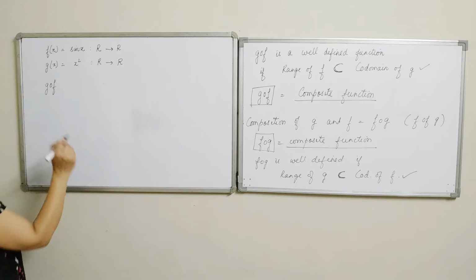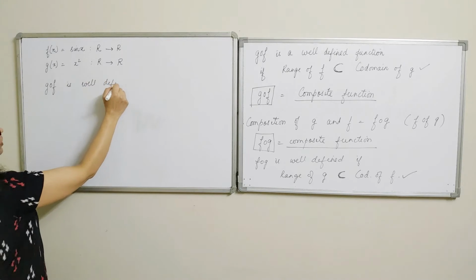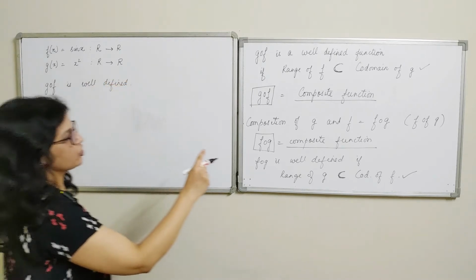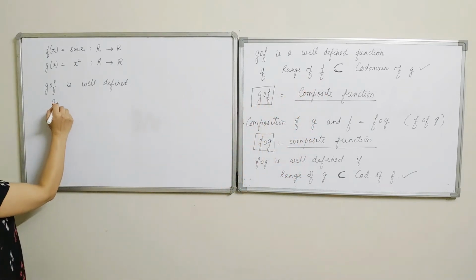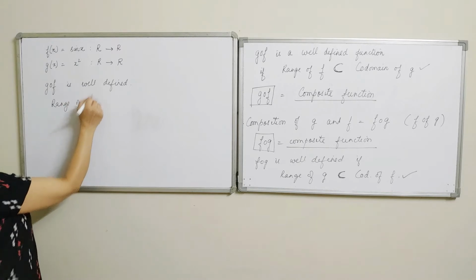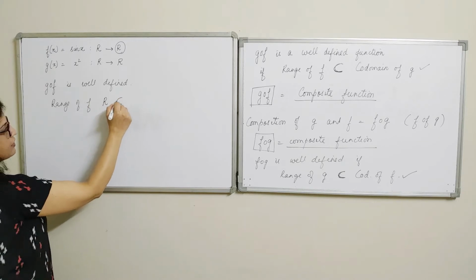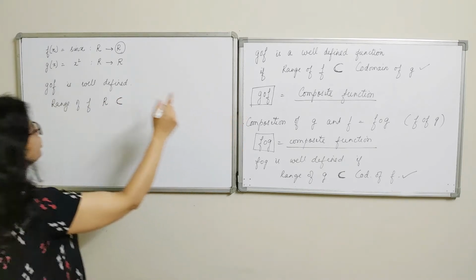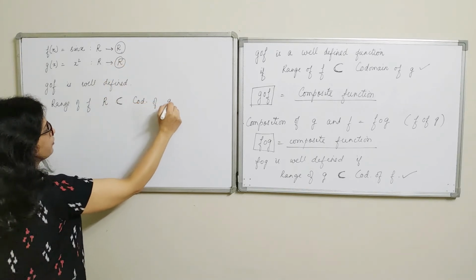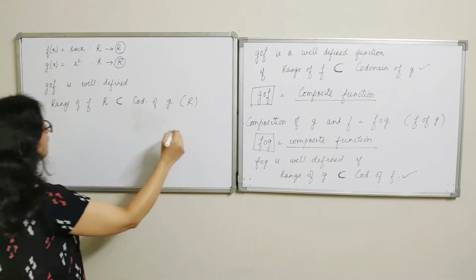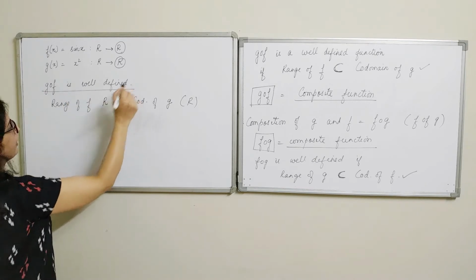Now let us find out first of all whether gof is well defined or not. So we know what is the condition? Range of f. The range of f, this is the range of the function f, which is the set of real numbers. This is a subset of codomain of g. Here is the codomain of g, which is again the set of real numbers. So the condition is satisfied here. That means gof is a well-defined function.